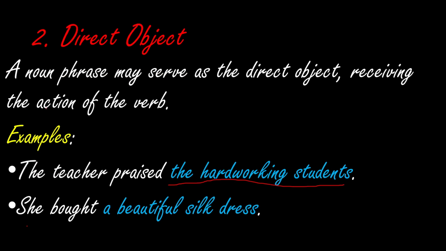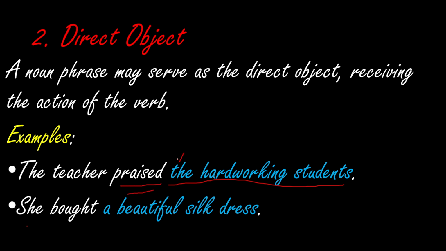Let's move to the second function, which is direct object. A noun phrase may serve as the direct object, receiving the action of the verb. For example, the teacher praised the hardworking students. The hardworking students is a noun phrase that functions as a direct object. It comes after the main verb.